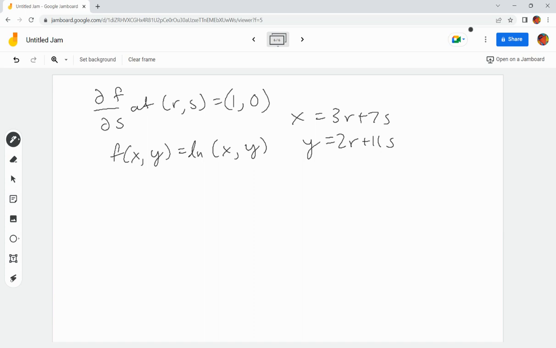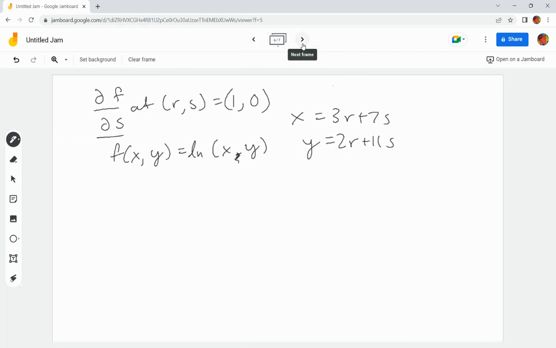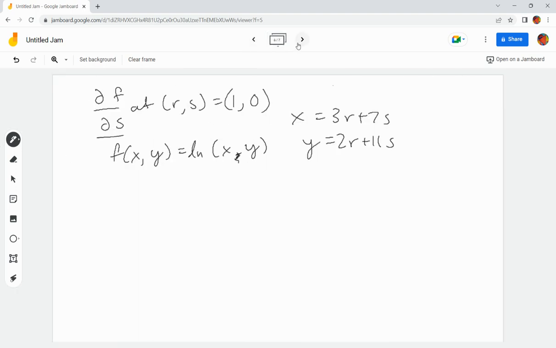So that's awful. Do you mean this? Do I mean that? Yes, that's what I mean. So, oh my god, this is such dirty writing. df ds at rs at 1 comma 0, right? Okay, so let's start doing it.